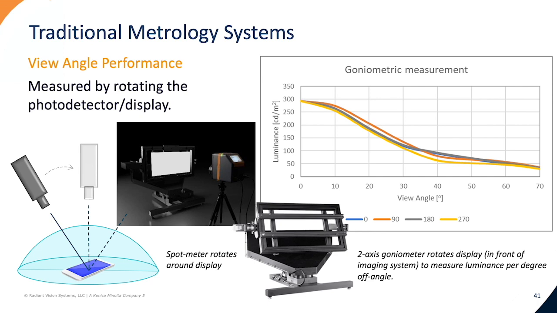A fixture where the photodetector is rotated around the display, and another where a two-axis goniometer rotates the display relative to the detector. Either method captures very comprehensive data, but setup time, equipment size, and complexity can be high. Maybe this is okay for the lab and R&D applications where we're concerned with data and exploring test methods, but we need a more efficient solution for the production line.